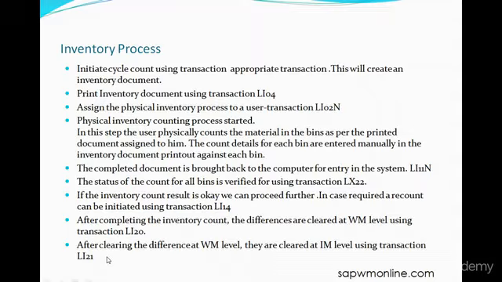Once you do this step of clearing the differences at an IM level, only then a material document is created and inventory differences are posted against the relevant movement types. The movement types for WM level inventory differences are the 7 series: 711, 712, 713, 714, these series.